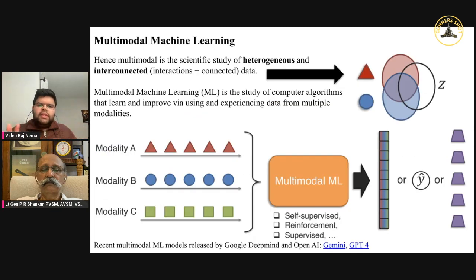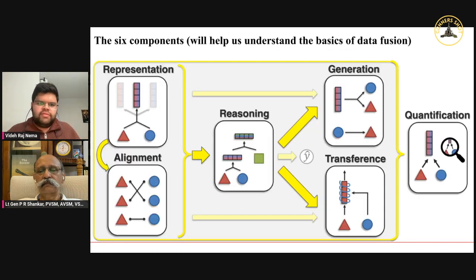And multimodal machine learning is basically this whole umbrella, which is the study of computer algorithms that learn and improve using and experiencing data from these multiple modalities. So in multimodal ML, you can have anything like supervised, self-supervised, or reinforcement learning, and you can do the downstream tasks of representation fusion, modality generation, or prediction. Gemini from Google is a recent example of this. And all of this has six components, and these six components will help us better understand data fusion. So I'll go over them.